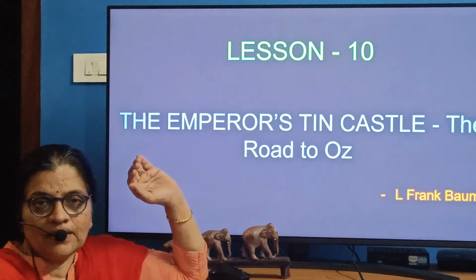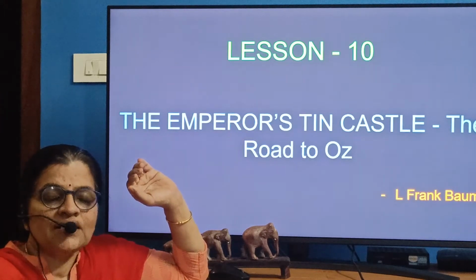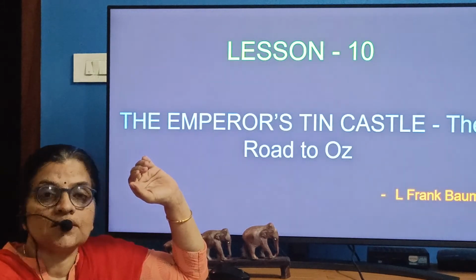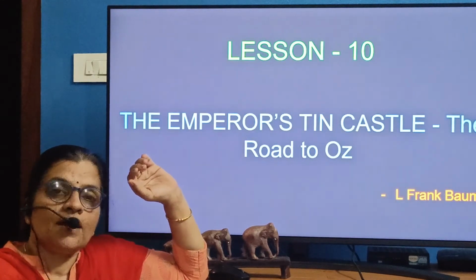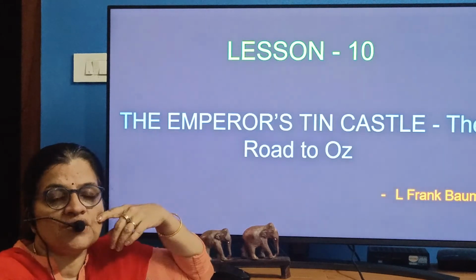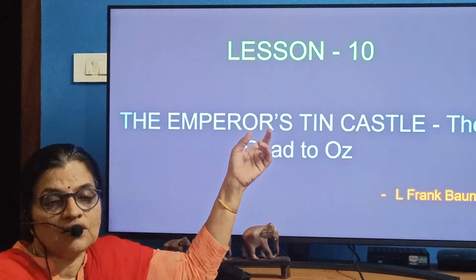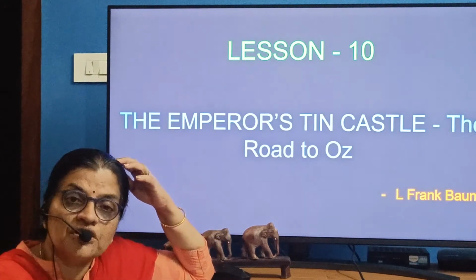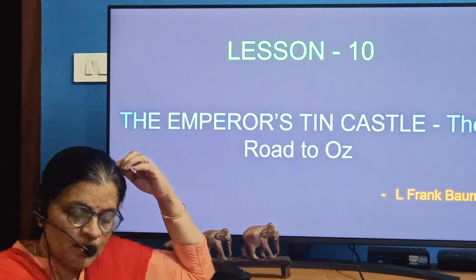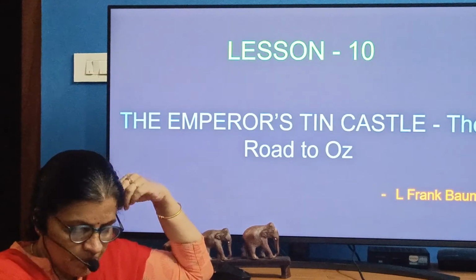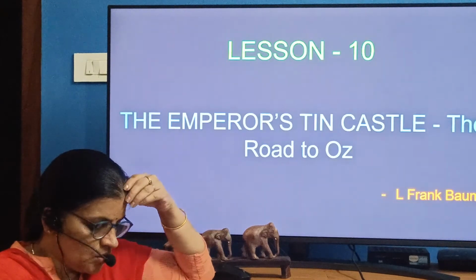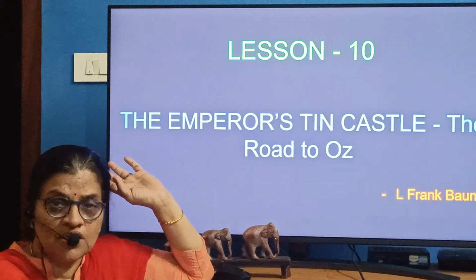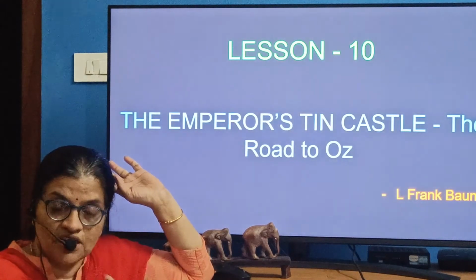The name of this girl is Dorothy. She wants to go to a city named Emerald City. On the way to Emerald City, she wanted to visit the Emperor's Tin Castle. She has a few other friends with her. Their names are Shaggy Man and Button Bright, a little boy who looks bright like a button. You know the buttons in your shirt, in your dress. Some of the buttons are very bright and glittering.